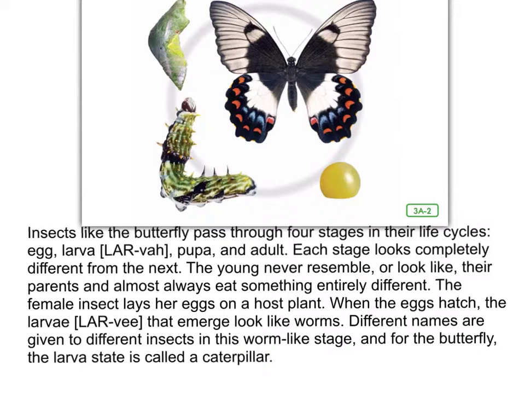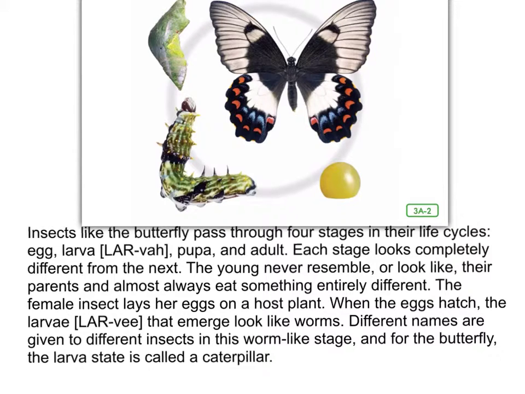Insects like the butterfly pass through 4 stages in their life cycles: egg, larva, pupa, and adult. Each stage looks completely different from the next. The young never resemble or look like their parents, and almost always eat something entirely different.